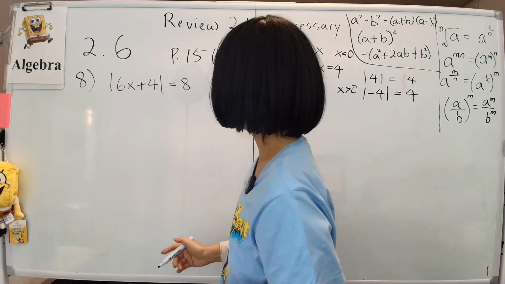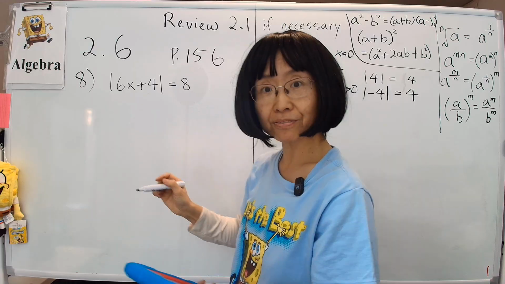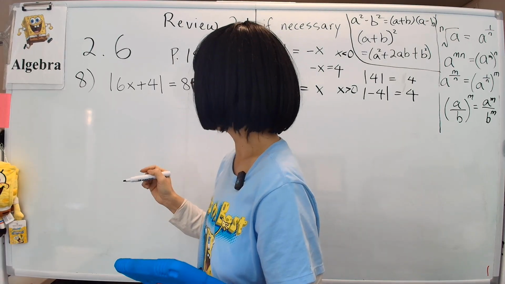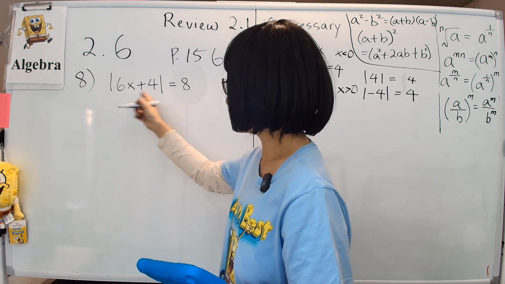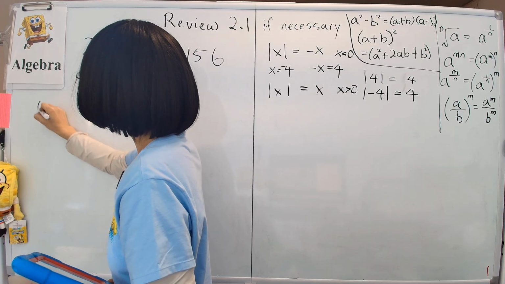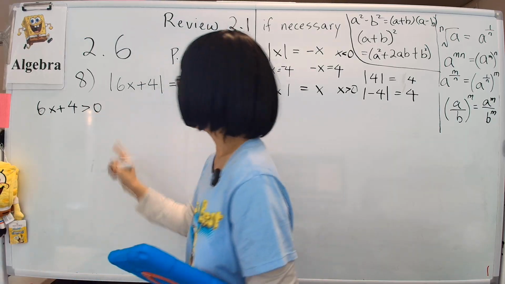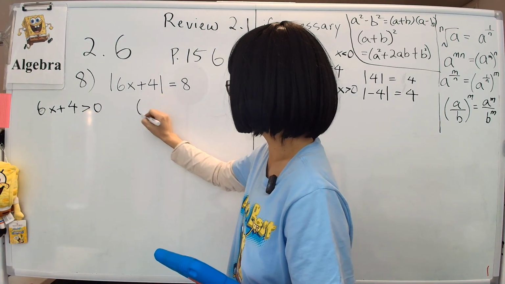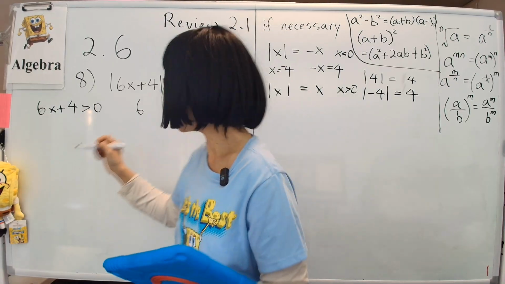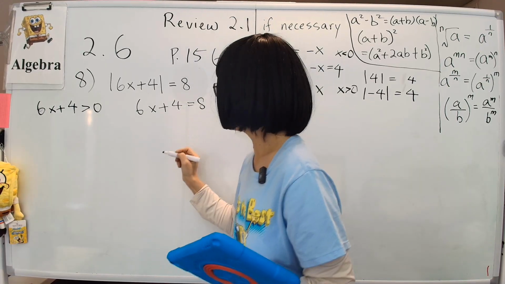Let's look at example 8, part A, where we have the absolute value of 6x plus 4 equal to 8. As always with absolute value, there are two conditions. The first condition is if the stuff inside is bigger than 0. So let's write that down: 6x plus 4 is bigger than 0. In this case, we don't change the inside. The absolute value is just equal to itself when the inside is positive, so 6x plus 4 equals 8. Then we can solve this equation quickly.